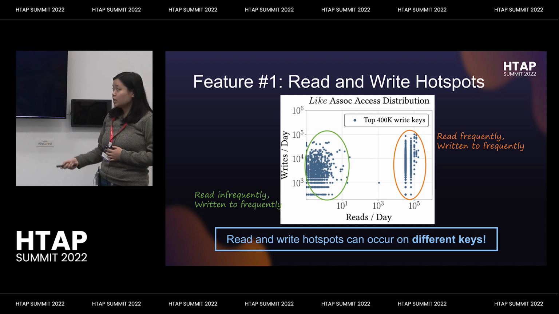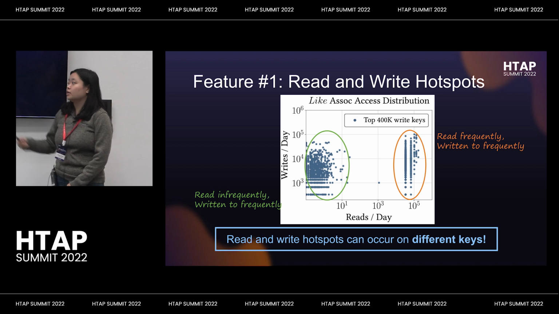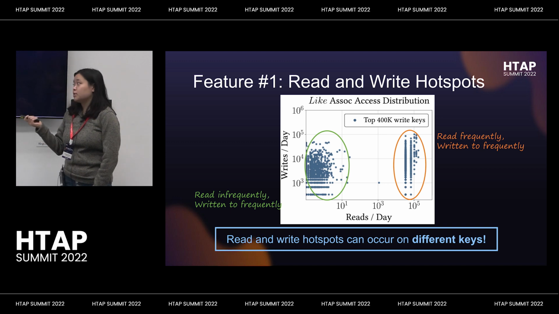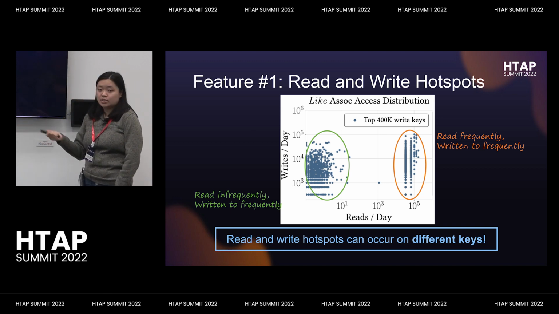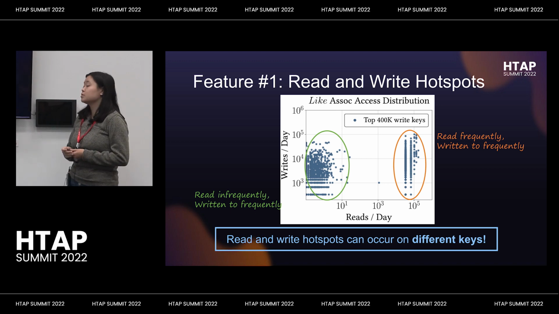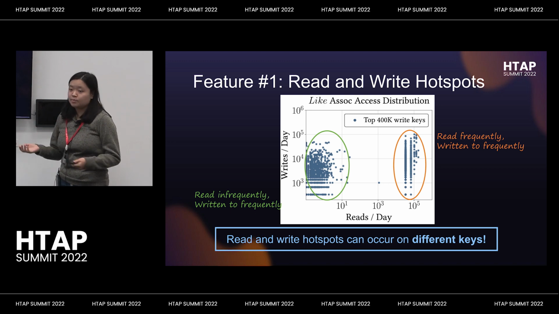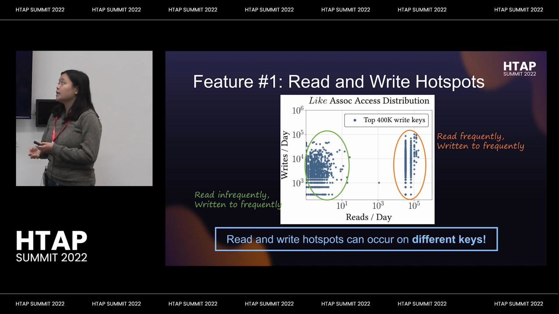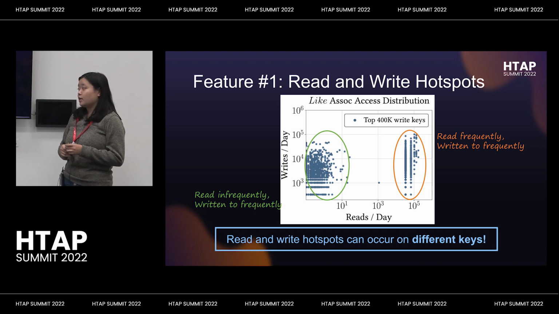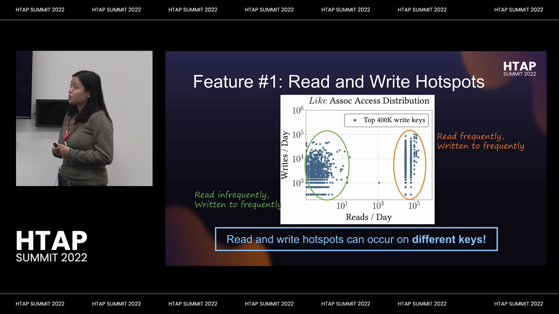What you'll see is a cluster of points on the left-hand side, and these are keys that are read infrequently but written to frequently. These can result from asynchronous jobs or migration tasks running in the background that cause a lot of batch writes. On the other hand, there's another cluster of keys that are read frequently and also written to frequently. These result from, let's say Lady Gaga posts something, and a lot of people will be viewing that and also probably liking it. That leads to this cluster. So we see that there are read and write hotspots as we'd expect, but they can occur on different keys, and this behavior isn't always captured in existing benchmarks.